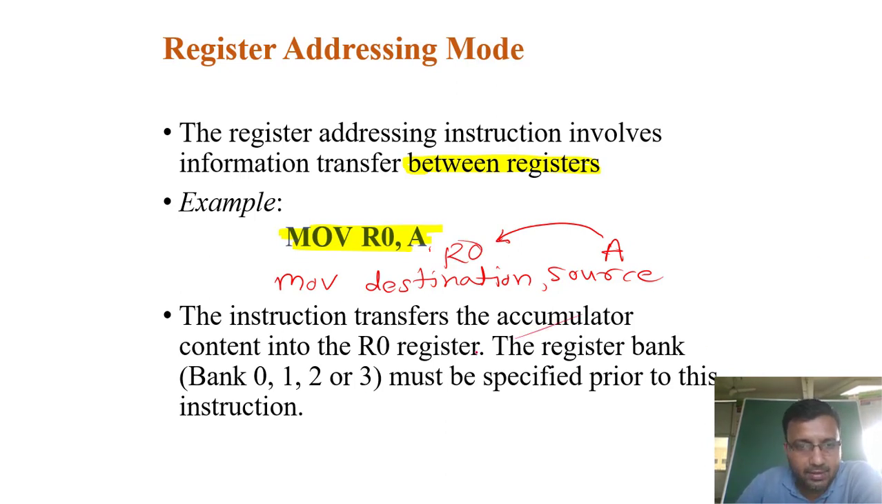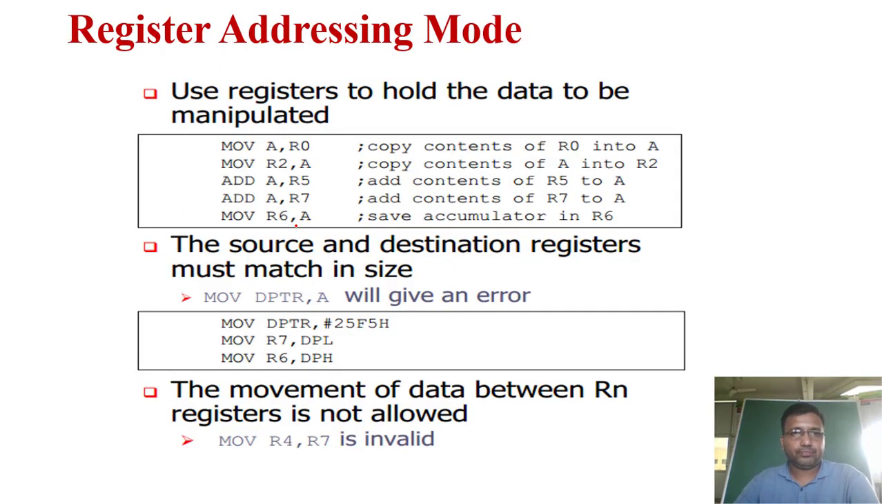The register bank you use, R0, 1, 2, 3, must be specified prior to the instruction. If you write like this and have not considered any register bank, then by default bank 0 gets selected and the data will be transferred into bank 0 only. If you want to change the bank, then we need to configure the PSW as per your requirement. Here are some examples I have given with the register addressing mode.